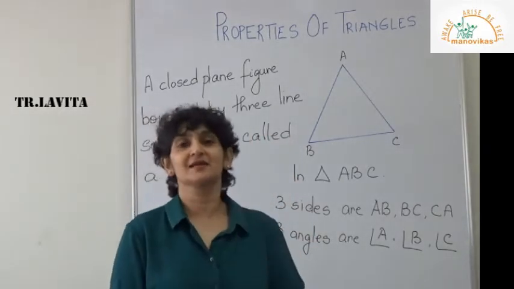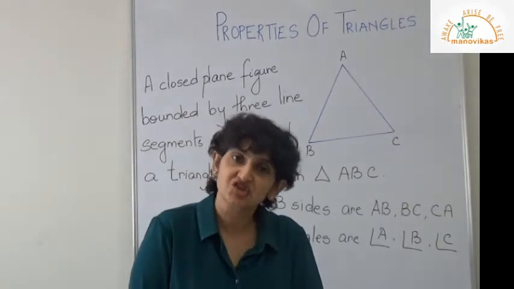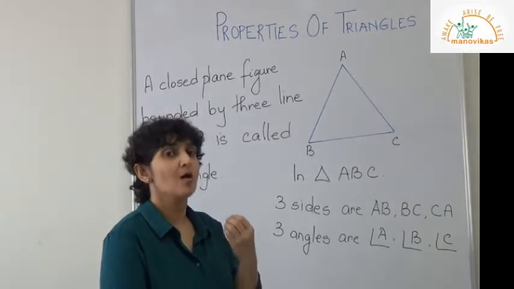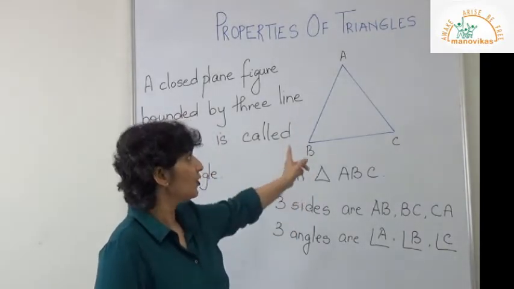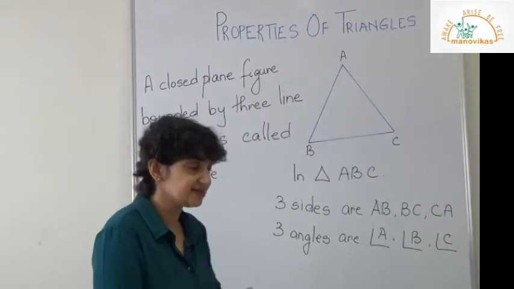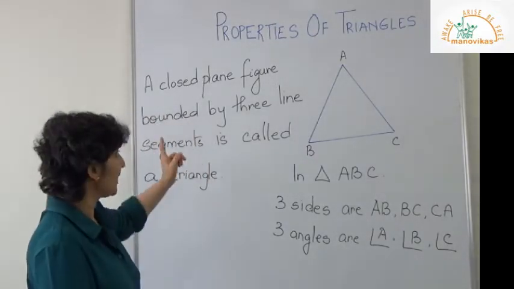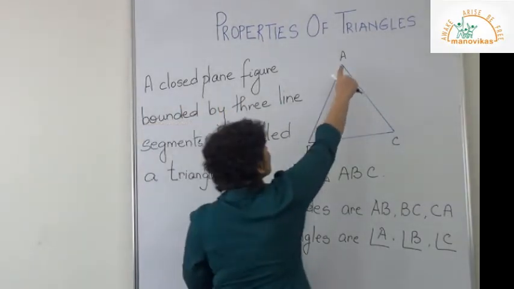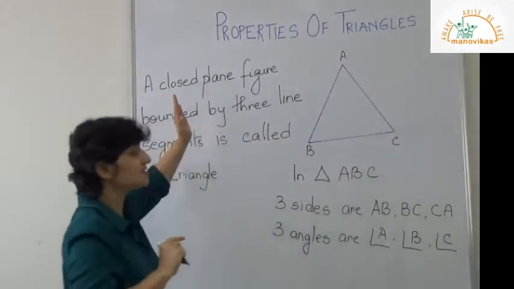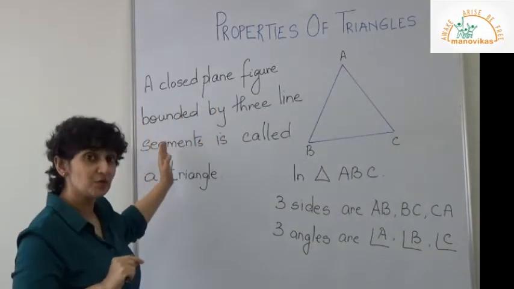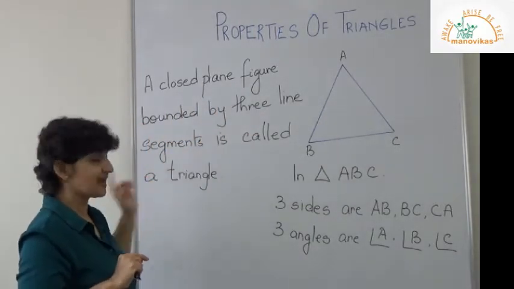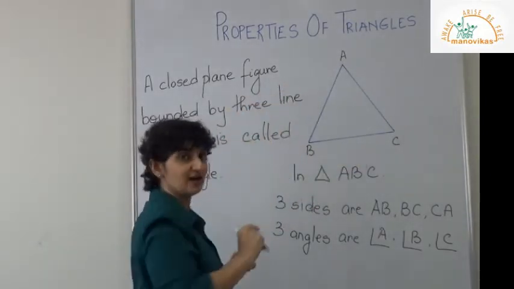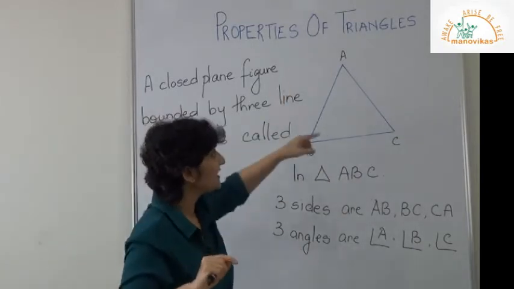Now let's first understand the definition of a triangle. You have seen triangles before. You have studied what is a triangle. You know a triangle has three sides. So what is a triangle? A triangle is a closed plane figure. It is closed. So it's a closed plane figure bounded by three line segments. Right? So what is a triangle? It is a closed figure and it is bounded by three sides.